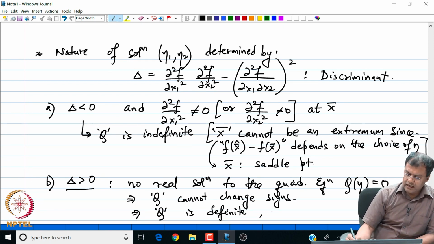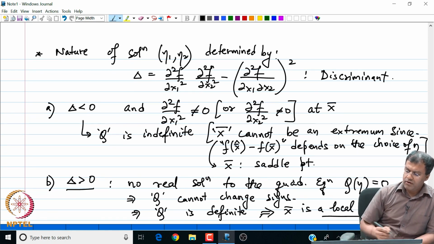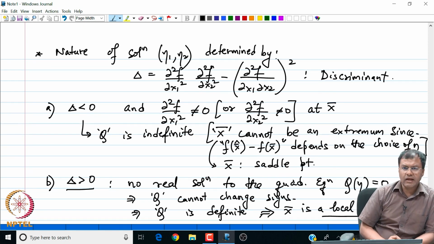And the conclusion from here is that x bar is a local extremum, and further we can conclude a few more results from this: this local extremum is a maximum if the second derivatives of f with respect to either x1 or x2 are negative, and it is a local minimum if those derivatives are positive.